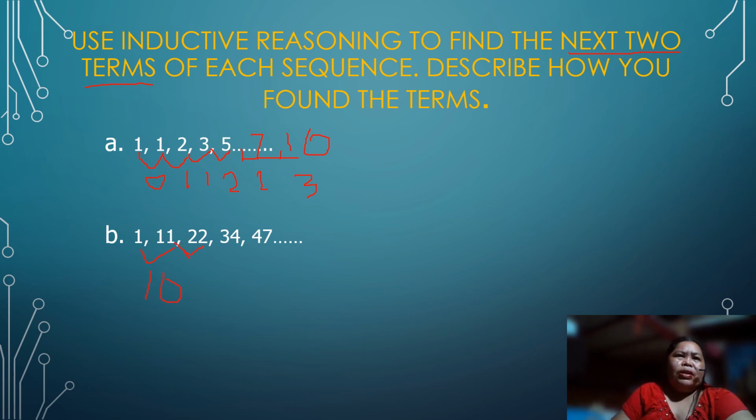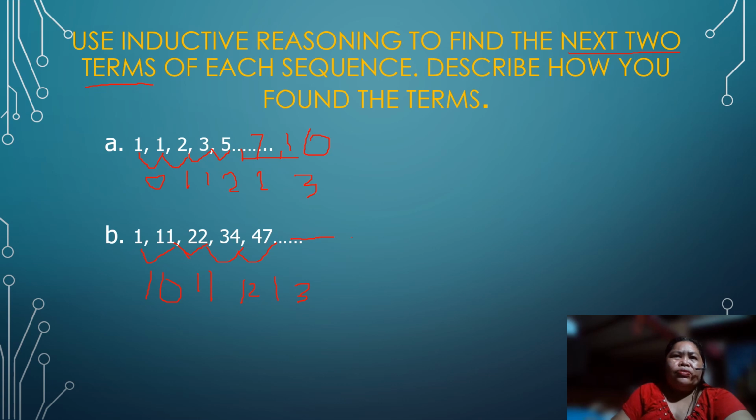That's it. Okay, next we have 11 minus 1 is 10. Then 22 minus 11 is 11. 34 minus 22 is 12. So 12. Next, we have 47. 47 minus 34 is 13. Next, we add 13 to 47.